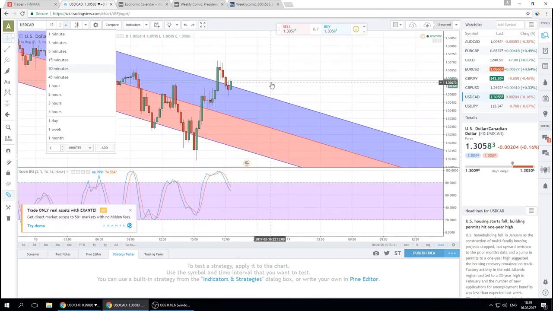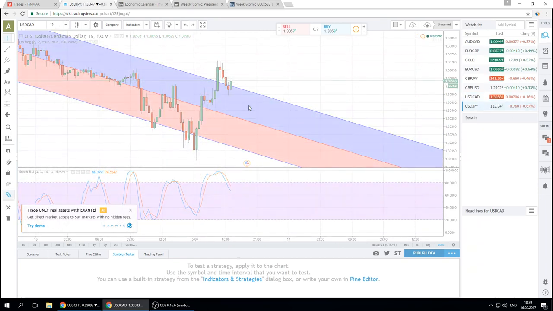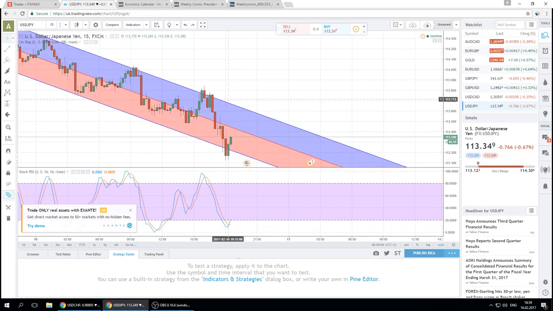Ahead of Trump's speech, the market is not certain. Okay, so we have on USD JPY also a pretty good situation. You see that the prices had broken through the lower line of our trend, and they started to go up. It is proved also by the results that we see here on this indicator.